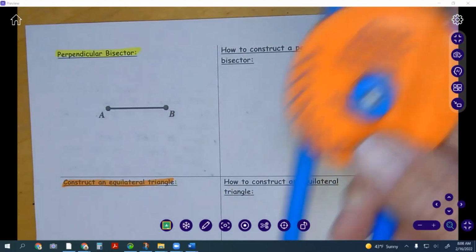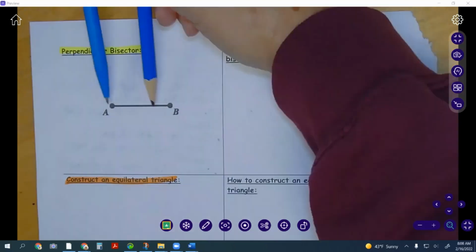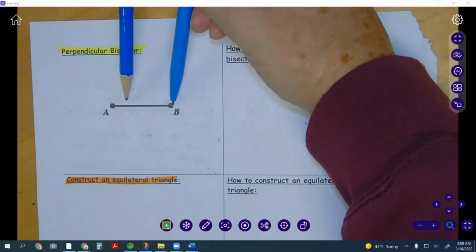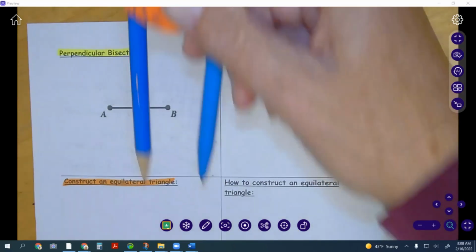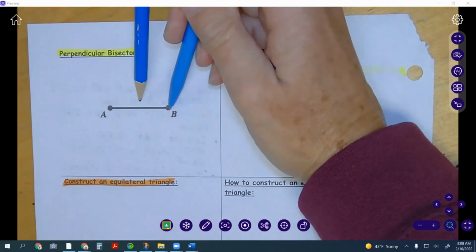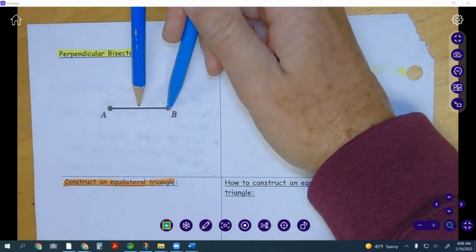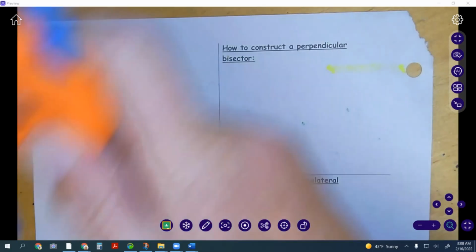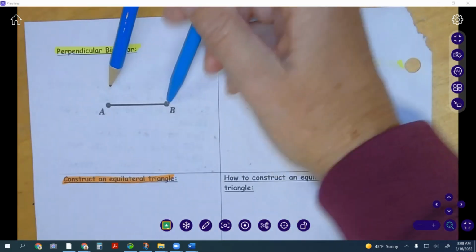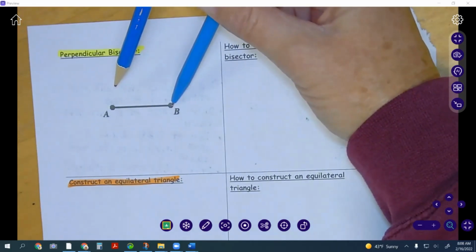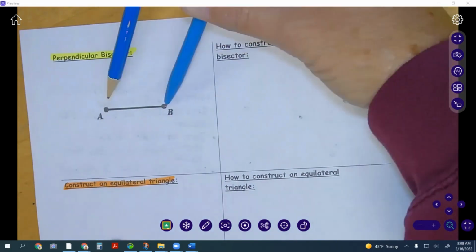However, you want to make sure that when we draw a circle centered at A and a circle centered at B, those two circles meet. So if you choose a radius that's less than half the distance, they're not going to meet. So pick a radius that's more than half the distance. I'd rather go bigger than smaller and find out it's almost half, but it's not. So pick something that's going to be more than halfway.